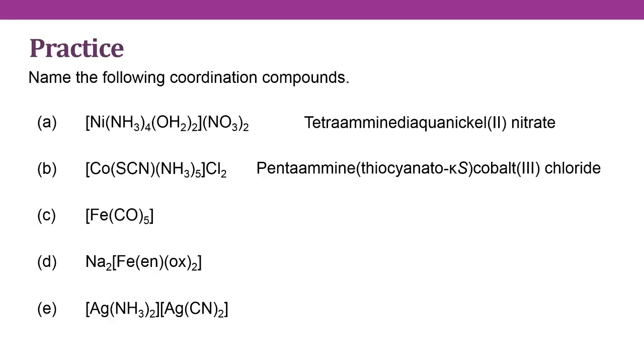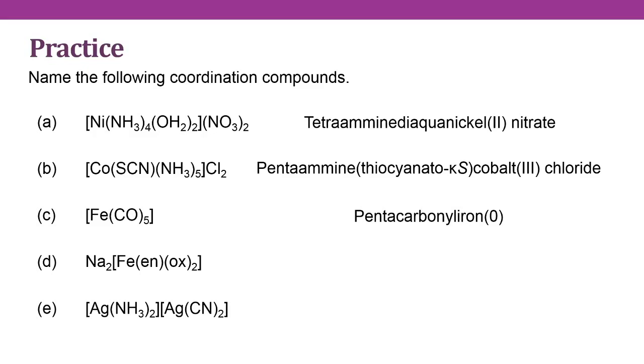The next example is a neutral complex, so the name will only have one word. It has 5 carbonyl ligands, so it's pentacarbonyl, and an iron with a charge of 0, because the carbonyls are neutral, and the entire thing is neutral, therefore iron will also have to be neutral. So the name of the complex is simply pentacarbonyl iron 0. In example 4, we now have a normal cation, sodium, and a complex anion. The ligands in the complex anion are ethylene diamine and oxalate. These are both polydentate ligands, so we will use the second set of prefixes to name them.